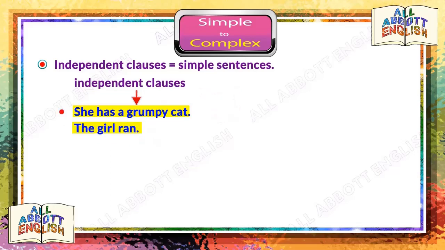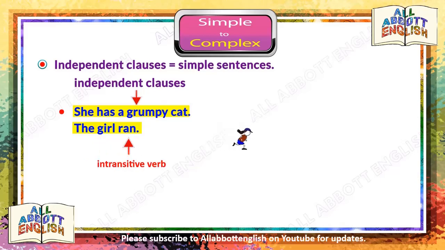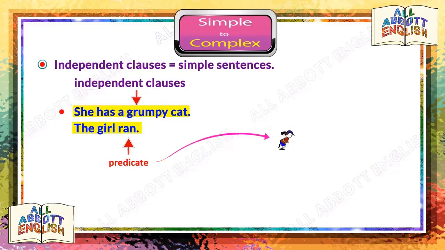Let's look at another example. The girl ran. This is a simple predicate because it contains the subject and just the main verb. There are no other details. The predicate is just the main verb that tells us what the subject does. Ran is an intransitive verb. In other words, it is a verb that can be used without an object. When we want to know what the subject does or is, we look at the predicate in a sentence.